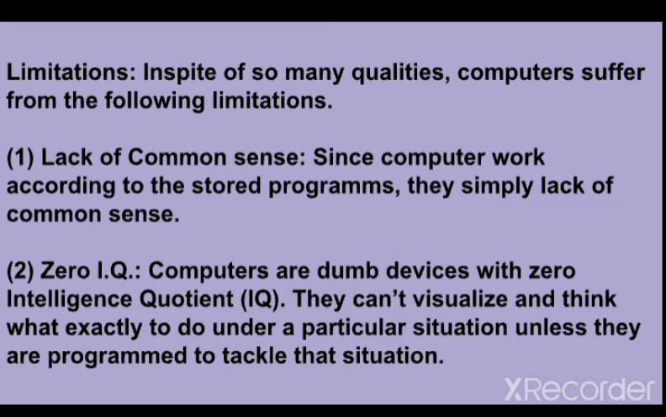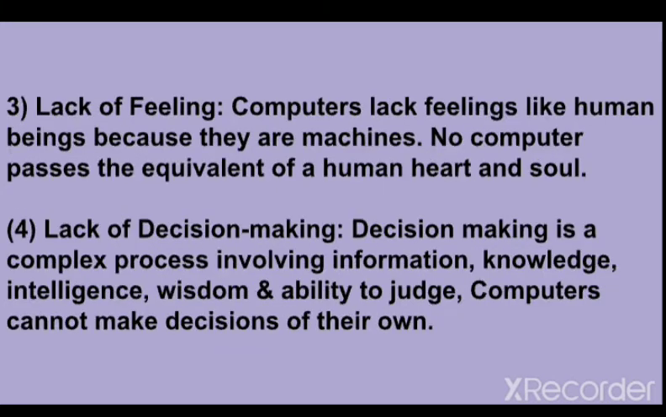There is no IQ in computers that lets them correct wrong things by themselves. So computers are dumb devices with zero IQ, intelligence quotient. They can't visualize and think what exactly to do under a particular situation unless they are programmed to tackle that situation. It means they will work as per the data or information given to them. There is zero IQ in computers.